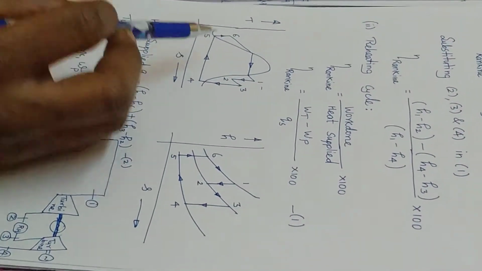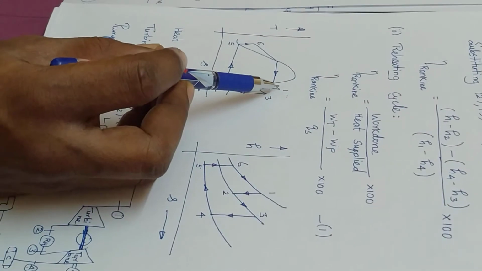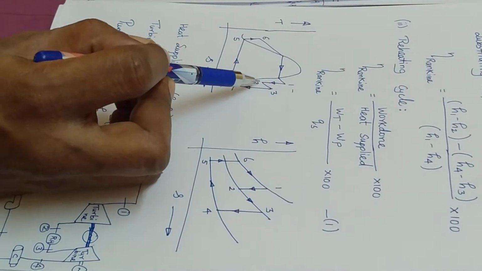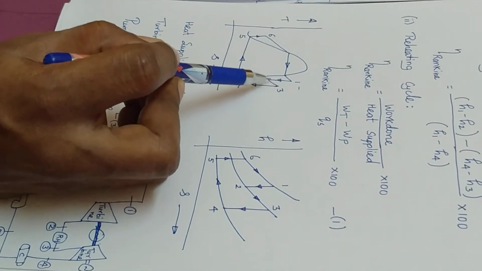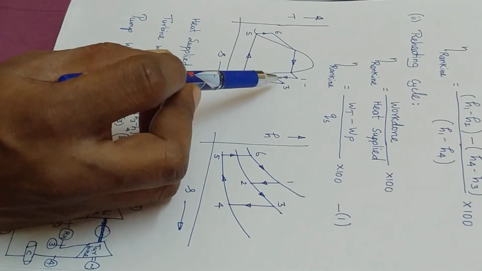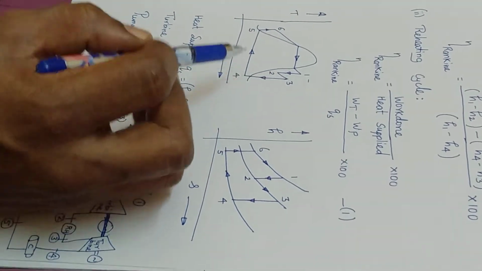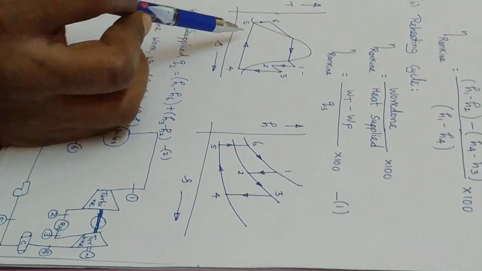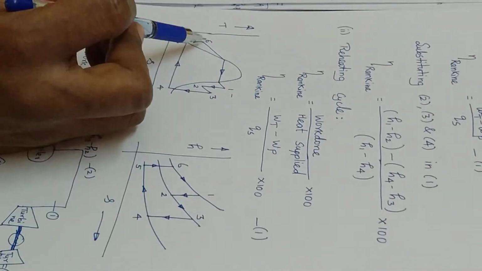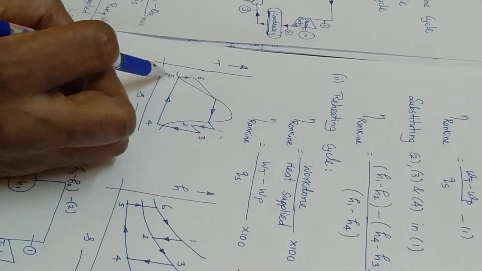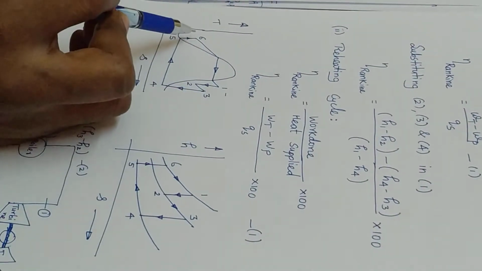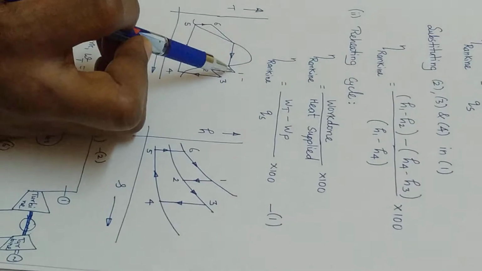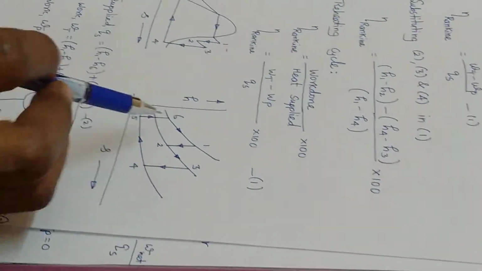And this is the TS diagram. Here 1 to 2 is expansion in the high pressure turbine, 2 to 3 is reheating in the reheater, 3 to 4 is expansion in the low pressure turbine, and 4 to 5 is constant pressure heat rejection in the condenser, 5 to 6 is isentropic compression, and 6 to 1 is constant pressure heat addition in the boiler. This is what is shown in the HS diagram.